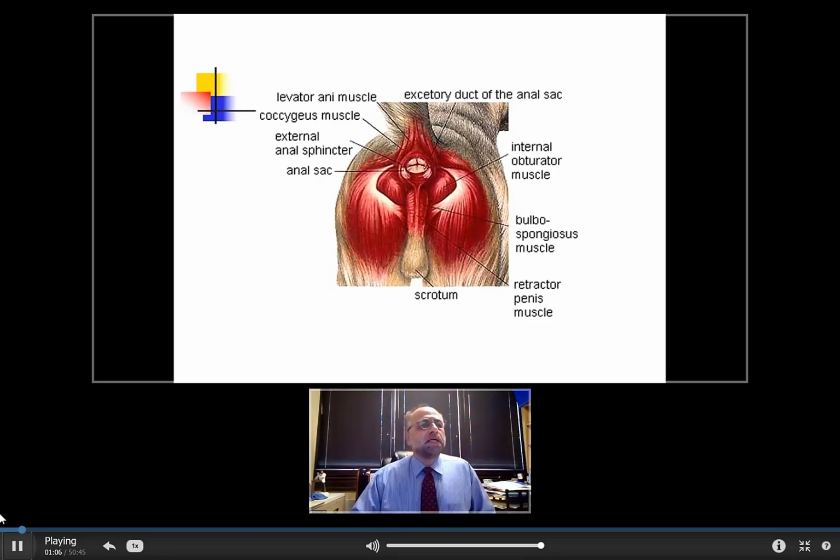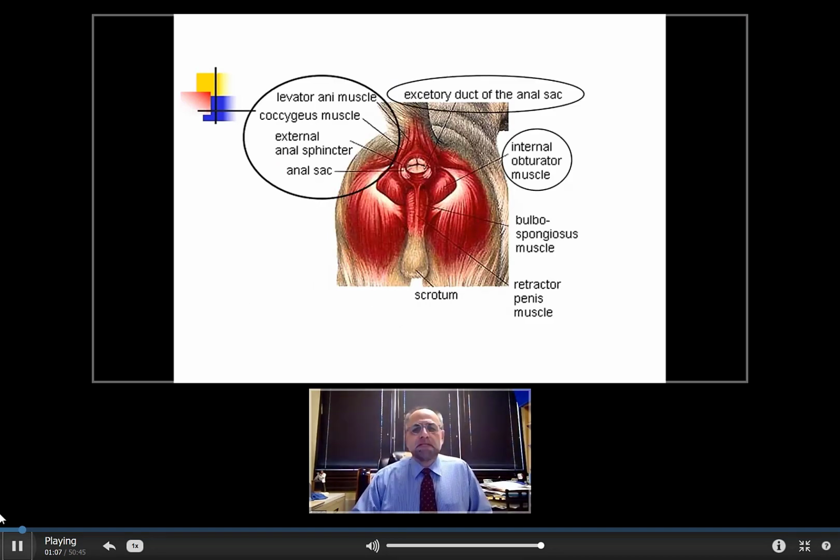Looking at the muscles of the perineum, these are the muscles that we're most concerned about here, the levator ani and the coccygeus. These are muscles that are going to become really important to us when we're talking about perineal hernias. The external anal sphincter is the muscle that surrounds the rectum. We're all aware of where the anal sacs are located.